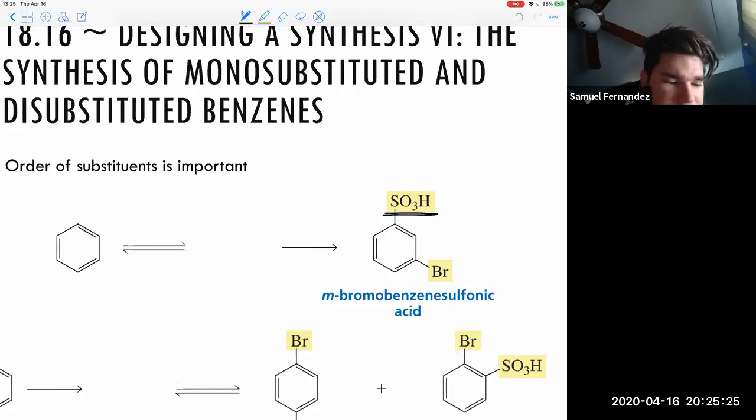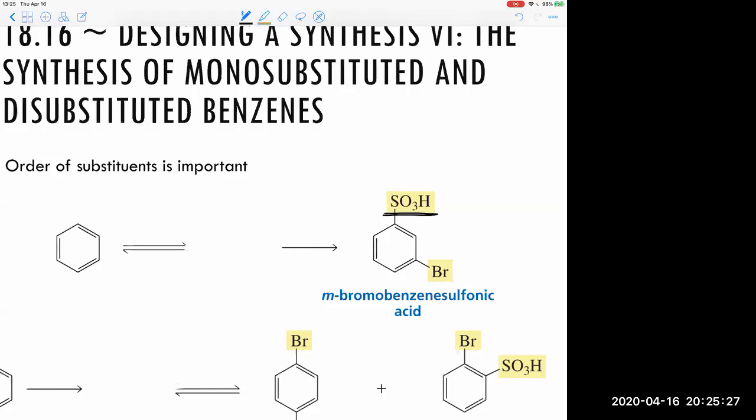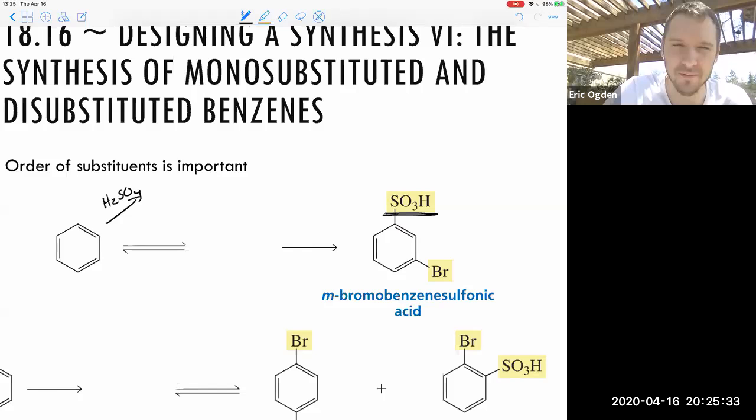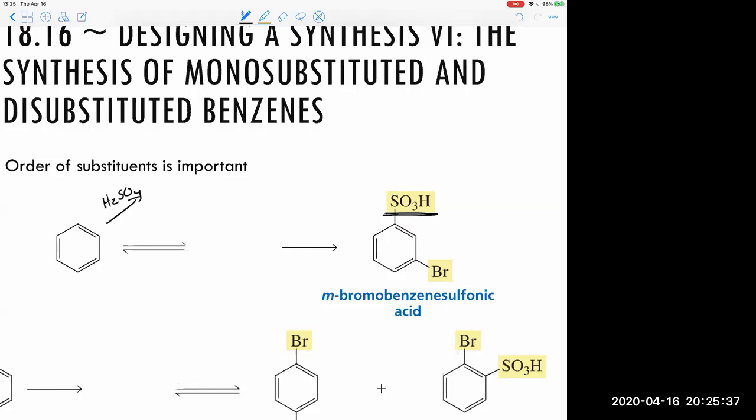You add sulfuric acid. Yep, just sulfuric acid. That's all you need. It's both the catalyst and the reactant. One of them is going to be consumed and the other one's not, so you just need to have a slight excess of the sulfuric acid. Catalysts don't actually get consumed. But yes, this is how we would go about sulfonating a benzene ring.